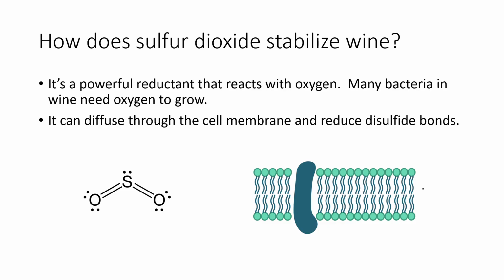All right. However, sulfur dioxide is small. From my class in Gen Chem, you'll know it does have a dipole, but it doesn't have much of a dipole and it's not charged. And so it can actually get through the membrane really easily.